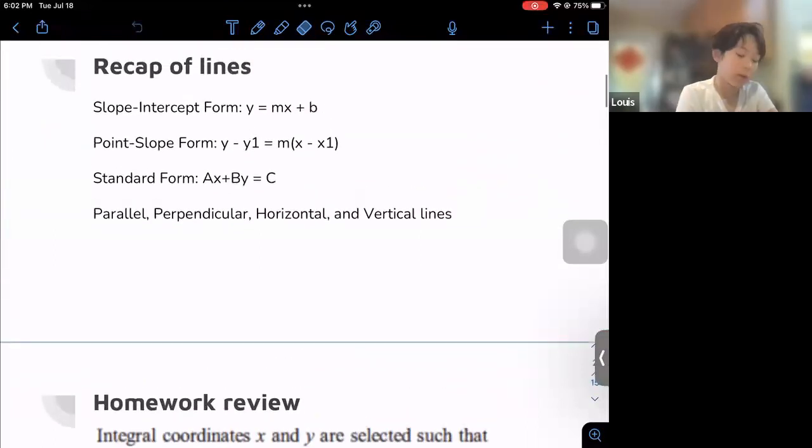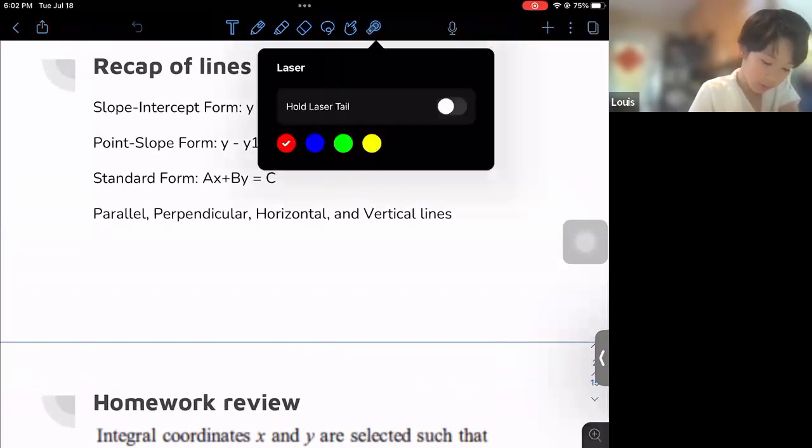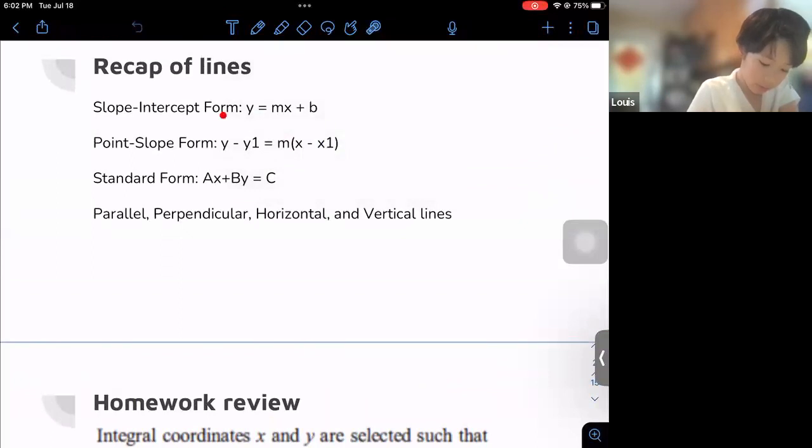For the slope-intercept form, it's just normal. It's just this. And for point slope form, we have that m is the slope and (x1, y1) is the point. And for standard form, it's just ax plus by equals c, where a, b, and c are all integers, and a is positive.